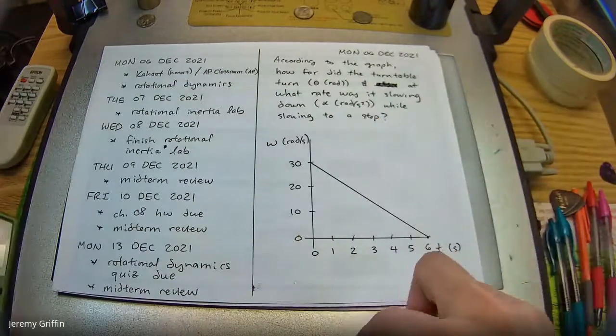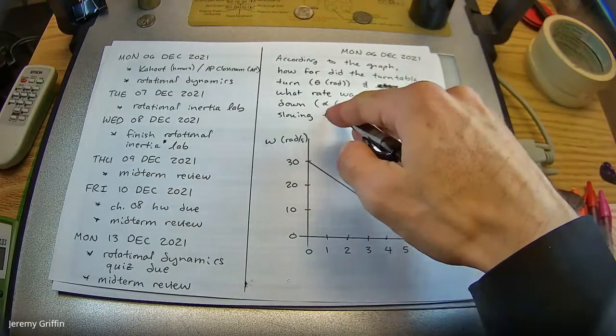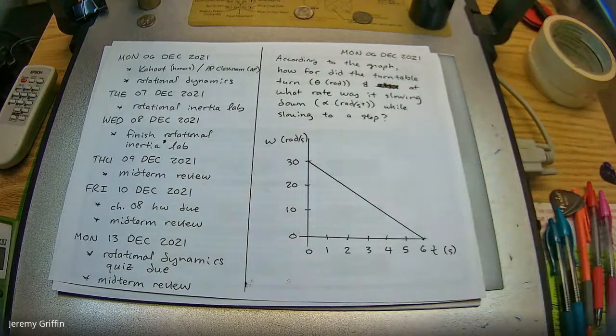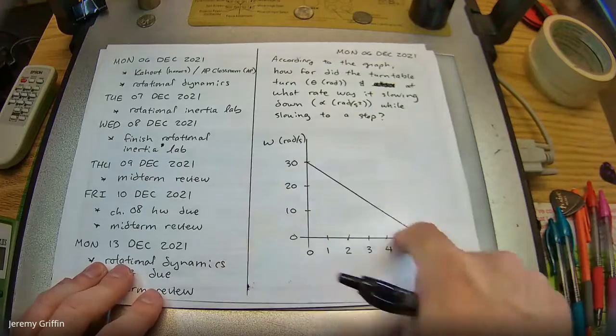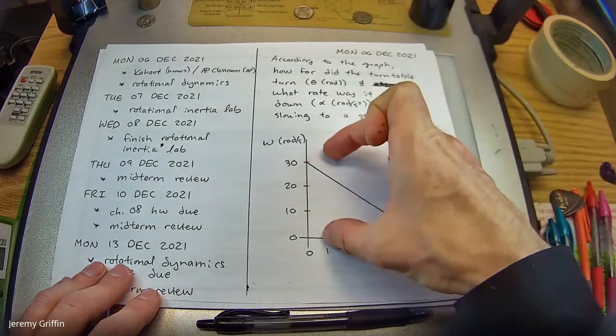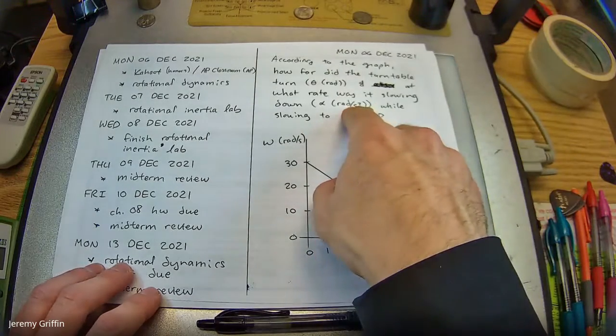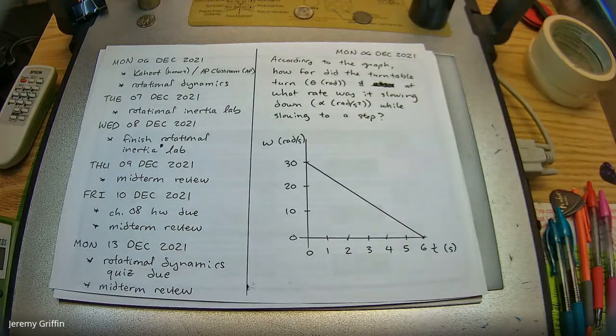What else could you extract from this graph? How about the rate that it was slowing down? Alpha, radians per second squared. That's angular acceleration. What property of the graph is that? That's the slope, rise over run. That's the change in radians per second per passing second, which is radians per second squared. And what is the slope of that line? Negative 5 radians per second squared. So it's losing 5 radians per second every passing second. Okay. All right, time to flip over to AP Classroom.